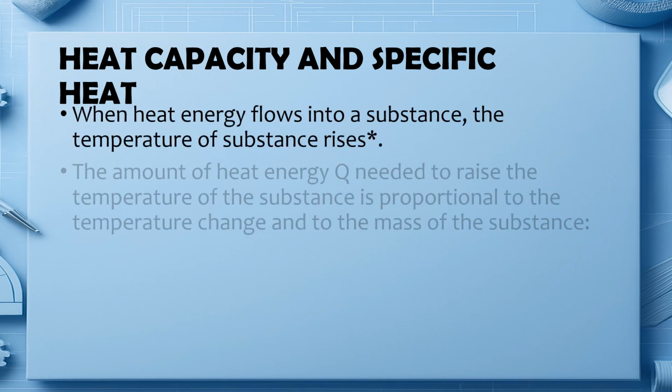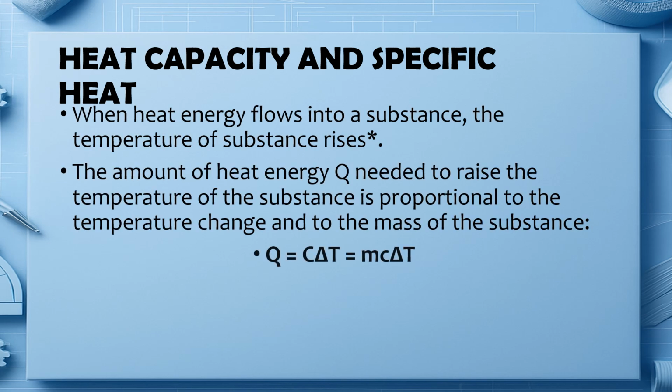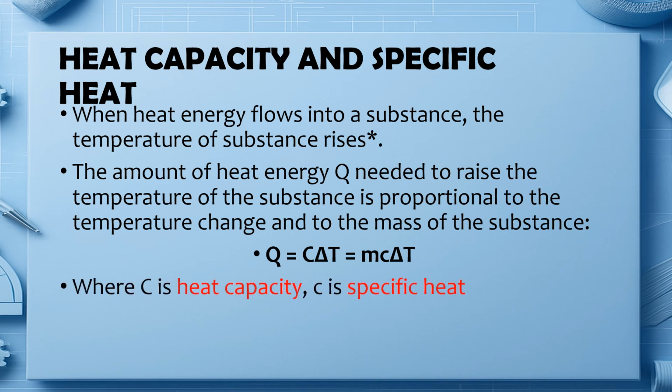Heat capacity and specific heat. When heat energy flows into a substance, the temperature of the substance rises. The amount of heat energy needed to raise the temperature of the substance is proportional to the temperature change and to the mass of the substance. So we have Q is equal to mc delta T, wherein c is the specific heat.